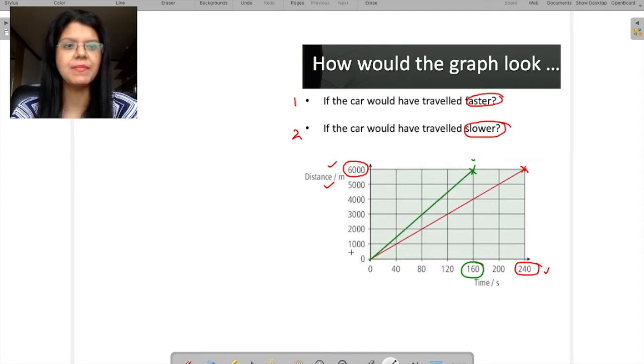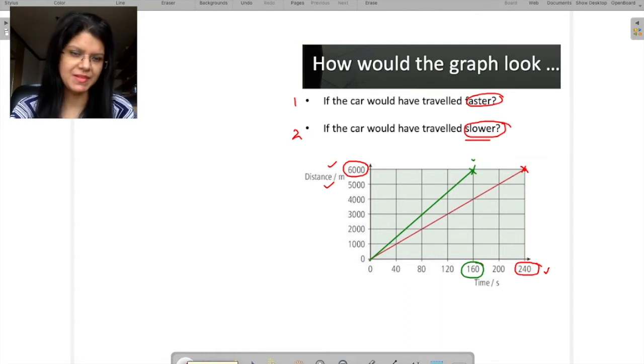It would look something like this. Answering the second question, if the car would have traveled slower. What is the meaning of slower? Slower means you're traveling the same distance but in a larger amount of time. You are moving slow, taking a lot of time to travel the same distance. So this time you're taking a greater amount of time.